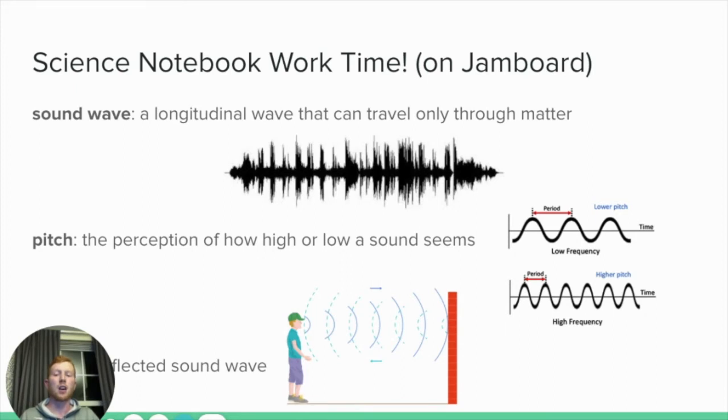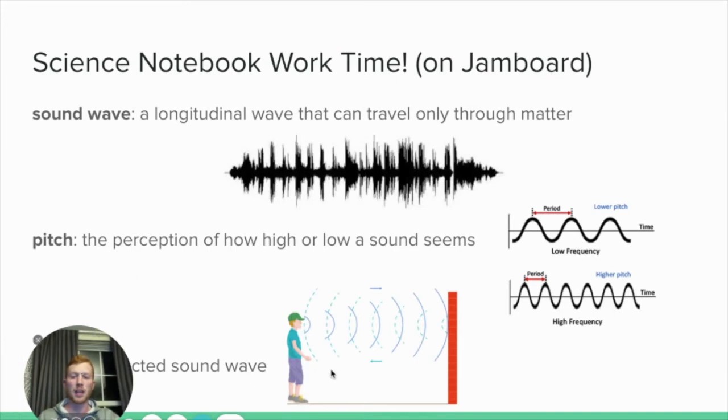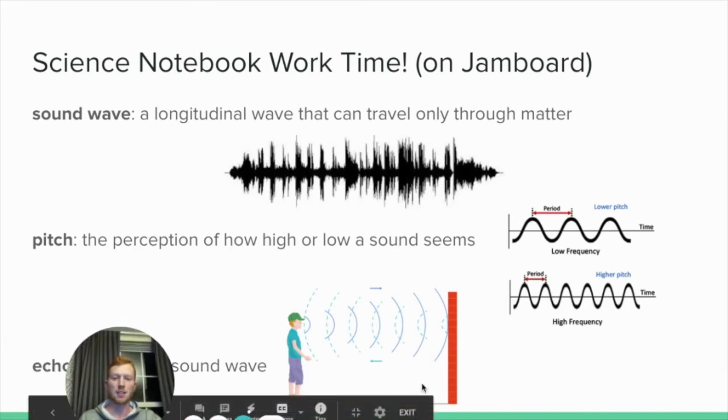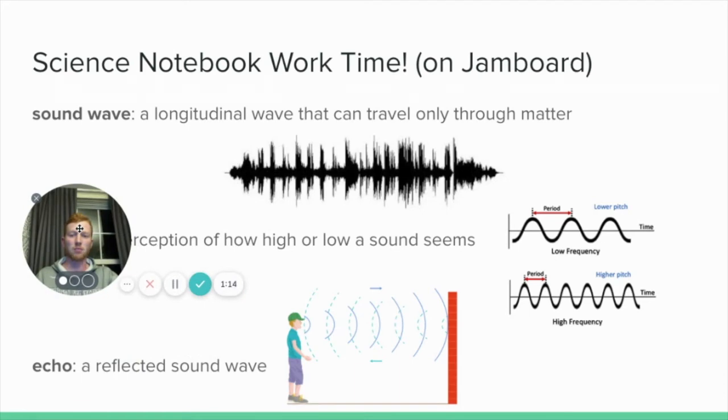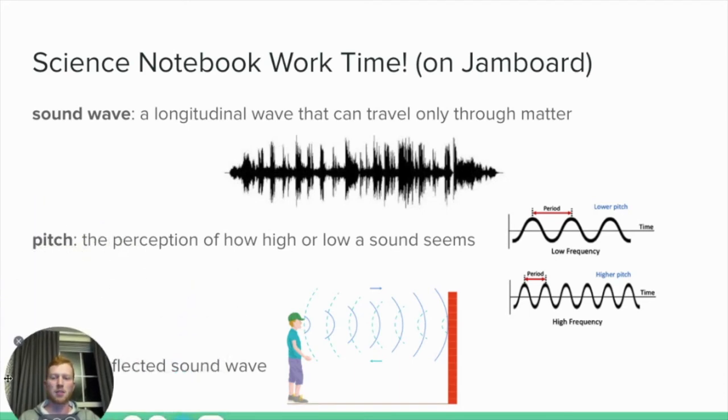Now, here are your vocab words. All right, you only have 3 of them. That is it. I'm not going to make you do any more or any less. Normally you've had 10, 12. I think 12 is probably the most you've had. But 3 words is all I'm asking you to do, which is all that is in this lesson. Okay, so we have a sound wave, we have pitch, and we have echo. Okay, sound wave, pitch, and echo.